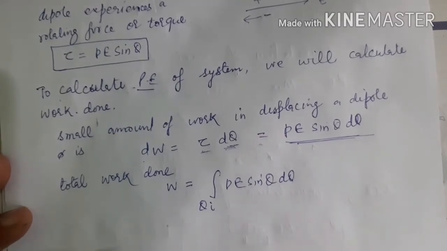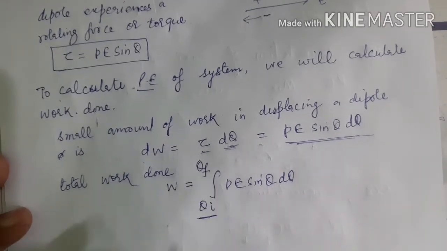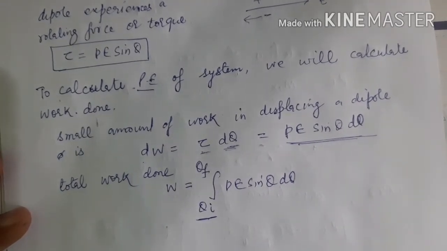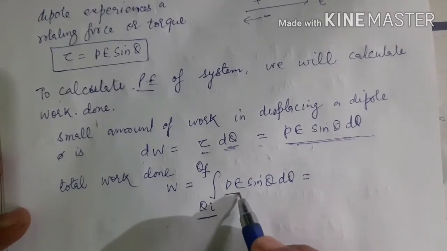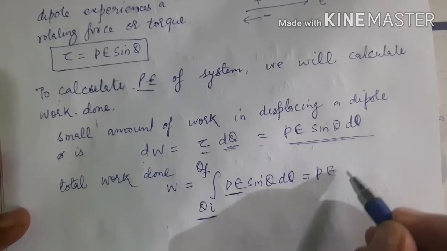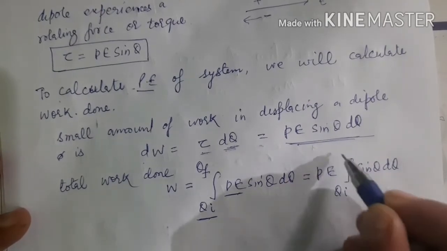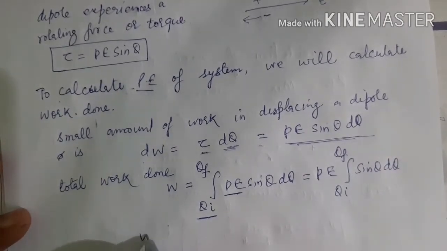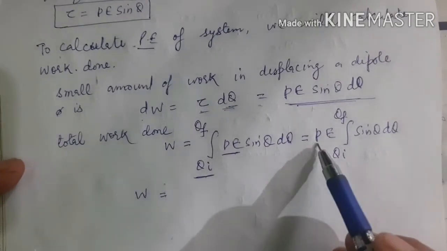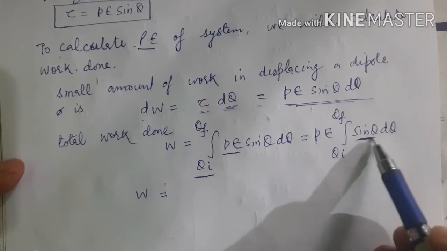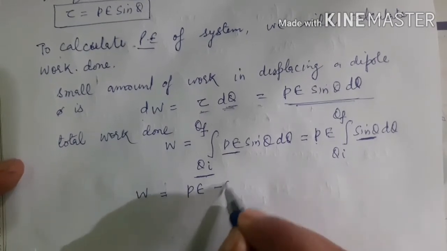So you are integrating from some initial value theta I to theta final, any random angles. You see that P and E are constant, so they are outside the integration sign. So we are left with sine theta into d theta, from theta I to theta final. So the total amount of work done on integrating we get from here. So what is the integration of sine theta? The integration of sine theta is minus cos theta. So PE times minus cos theta.